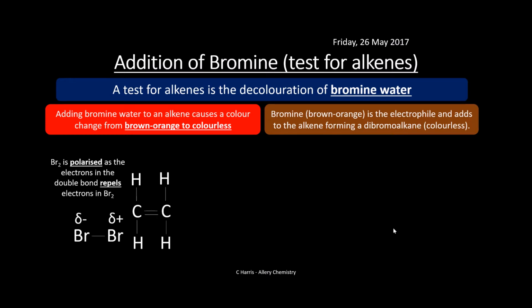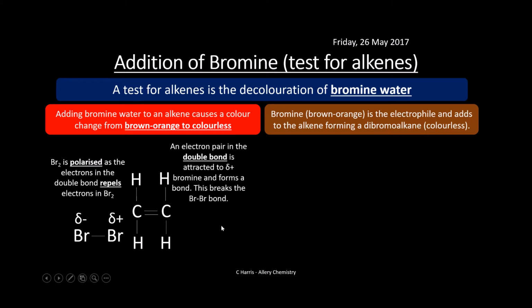So here it is here. This is the mechanism. You can see we've got the alkene here and there's the bromine molecule. Now, the bromine is normally non-polar, but actually it is polarized when the electrons come near the double bond, because what happens is the electrons in this molecule repel the electrons here. So the electrons nudge over to one side of the molecule and we create this temporary dipole here. And that's enough to add onto the double bond. So the electron pair in this double bond here is attracted to this delta positive bromine on here. And what it does, it tries to form a bond with the bromine. So there it is there.